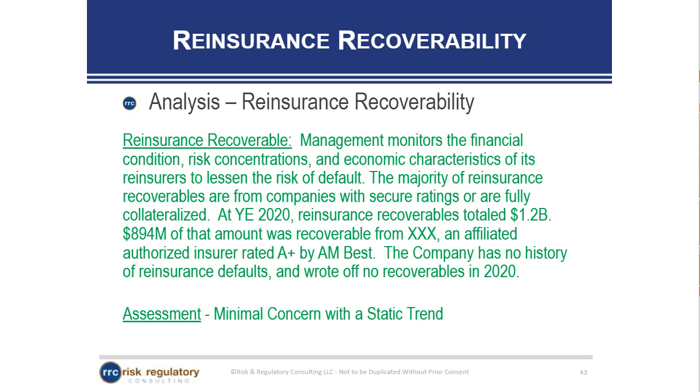The majority of reinsurance recoverables are from companies with secure ratings or fully collateralized. The reinsurance recoverables are $1.2 billion, of which almost $900 million relate to that affiliated authorized reinsurer that's rated A+ by AM Best. And the company has no history of reinsurance defaults and wrote off nothing in the last year. So in my view, this would end up being a minimal concern with a static trend.